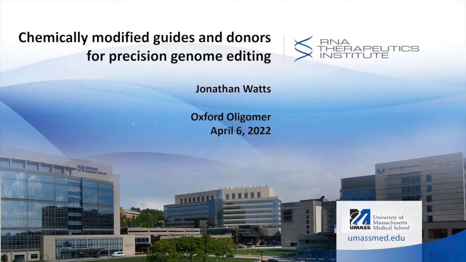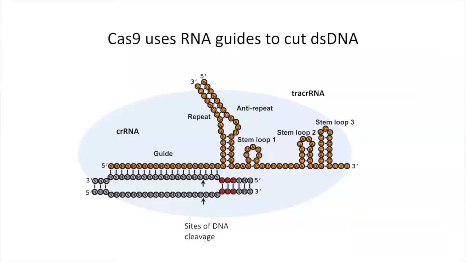Talk today about a couple of projects on the theme of chemically modified guides and donors for genome editing applications. Of course, when we're doing genome editing, as we've just heard a really nice setup from Dr. Jacoby, we need to think about both RNA and DNA. Cas9 uses RNA guides, a CRISPR RNA and a tracer RNA to cut double-stranded DNA.